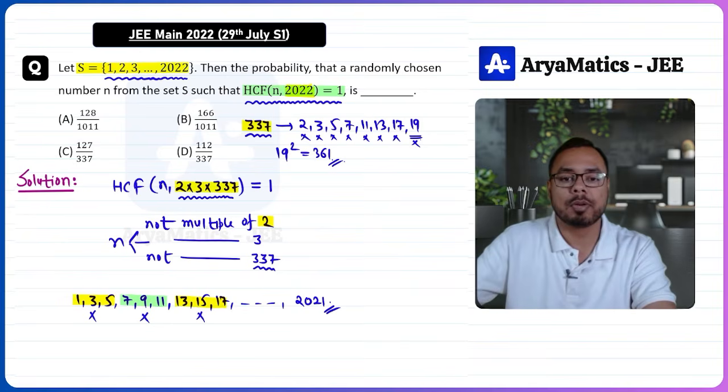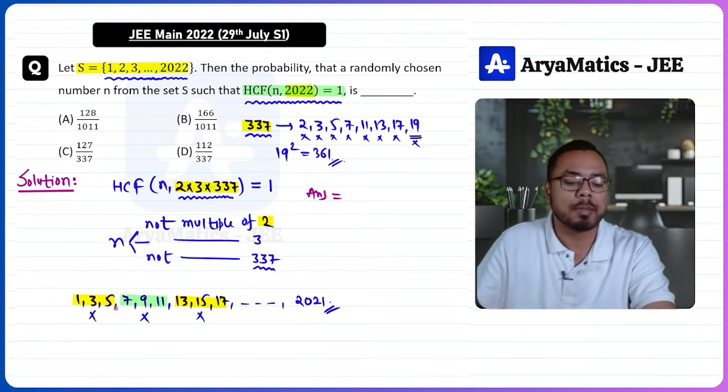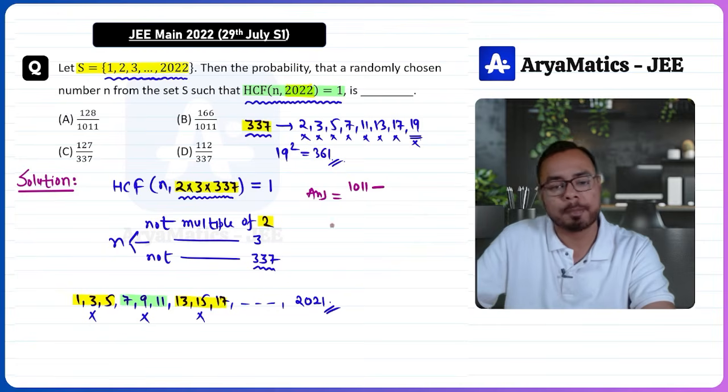So if we talk about numbers satisfying that condition, we have odd numbers, and the total number of odd numbers will be 1011.